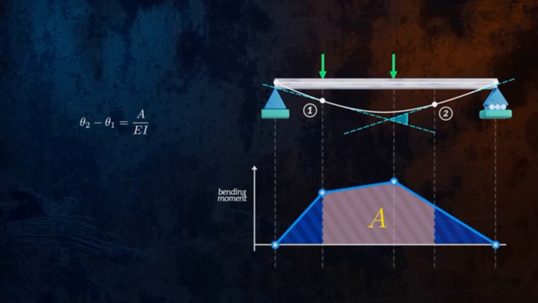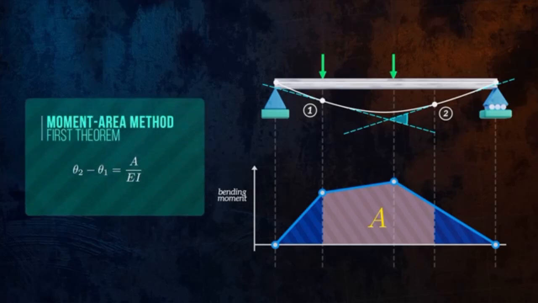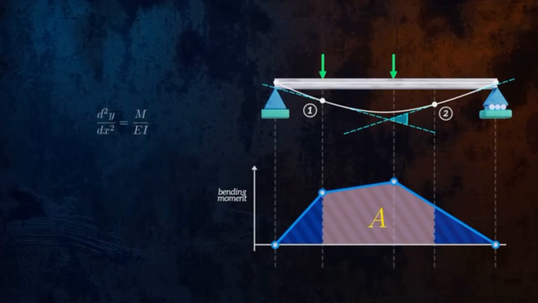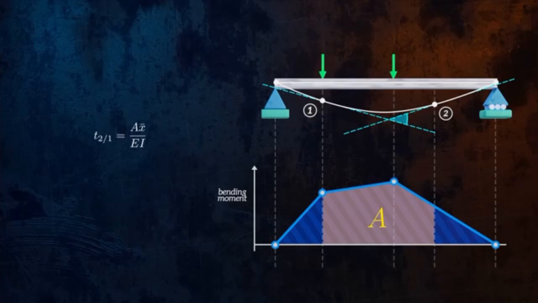So, to calculate the change in angle between 2 points along the elastic curve, all we have to do is divide the area under the bending moment diagram between the 2 points by EI. This is the first moment area theorem. If we rewind and multiply both sides of the deflection differential equation by x before integrating, we can get another useful equation. This time, the integration is a bit more complicated, since we need to use integration by parts. But we end up with this expression, which is the second moment area theorem.